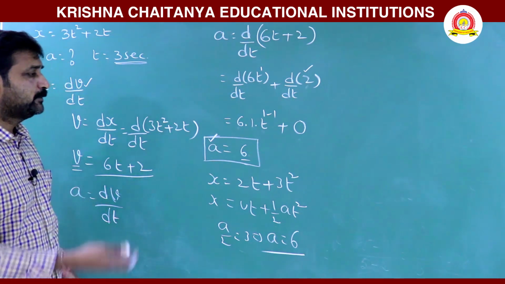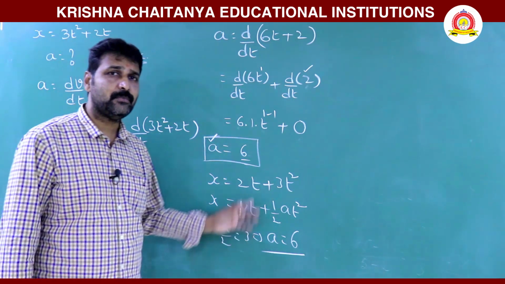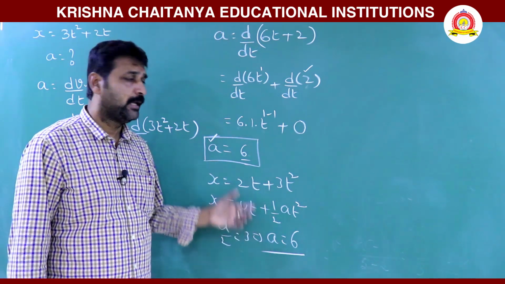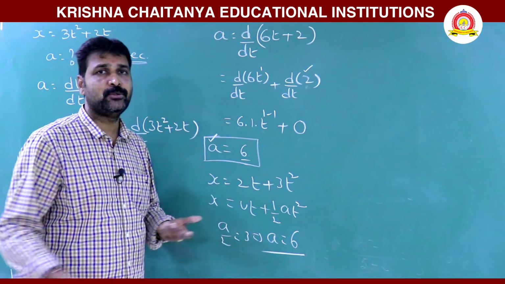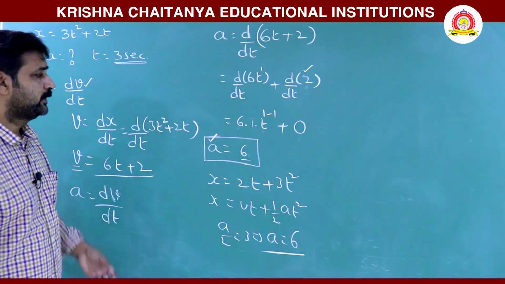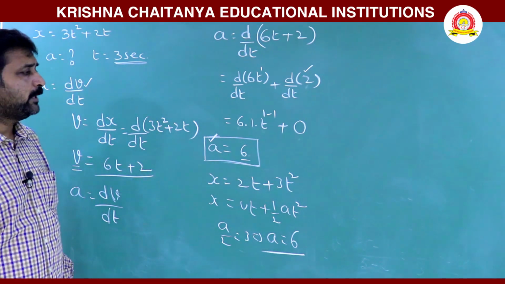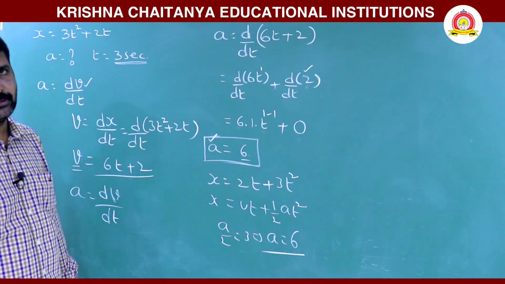Fine. If the expression is given as 3t cube, 2t squared, 4t, like that, then definitely you have to go for differentiation. So here acceleration is constant, which is uniformly accelerated motion, right?